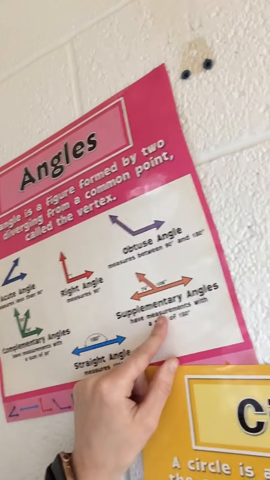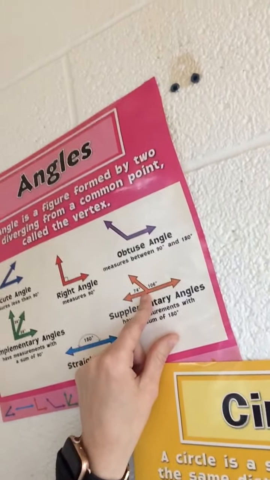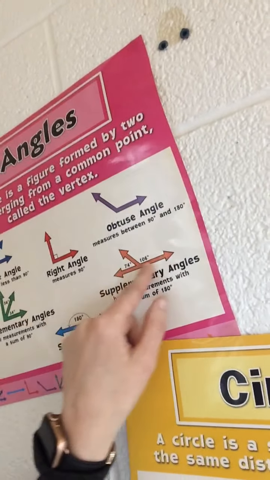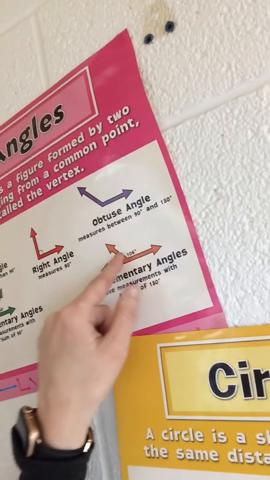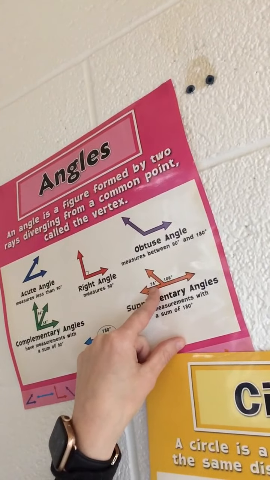Then we have supplementary angles. That is the straight line, and we know that straight lines are 180 degrees. So if I am giving you a straight line, then the sum of the angles has to equal 180. And in this case, 106 and 74 is 180. There's that straight angle. So let me do a couple of those just to show you, because I know that can be a little bit of a challenge.